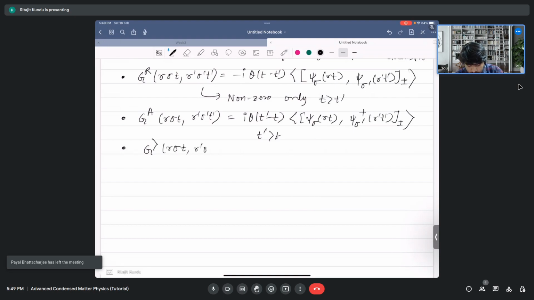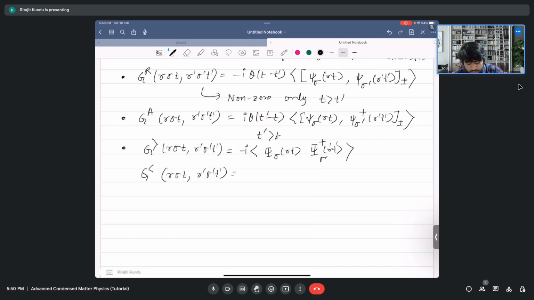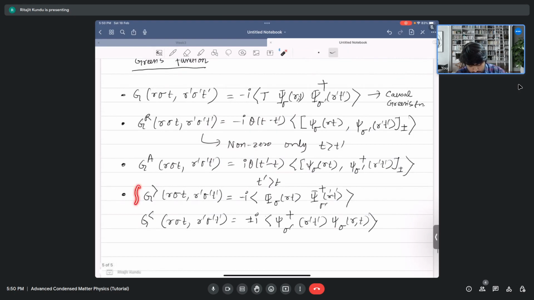t, which is given by, I think, minus i psi, r prime t prime sigma prime. So this is called the greater Green's function, and this is called the lesser Green's function. There is a reason why these are called lesser or greater Green's functions.